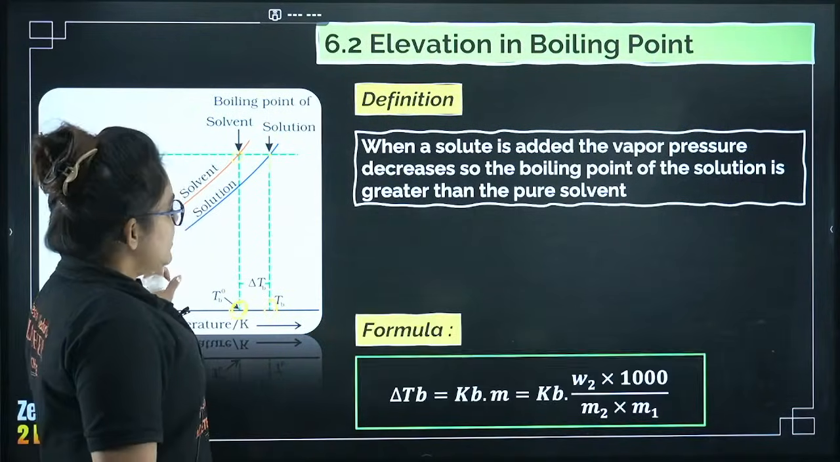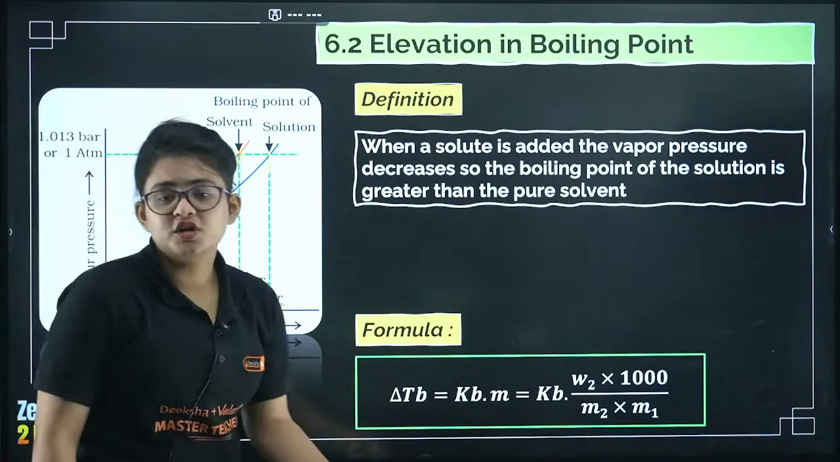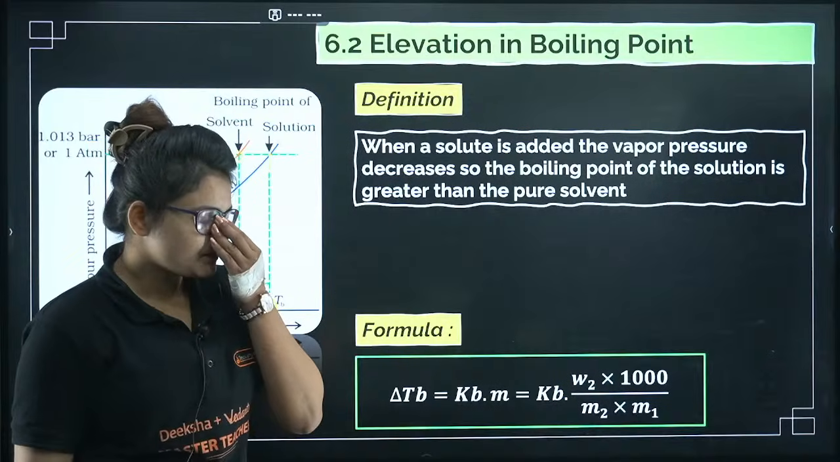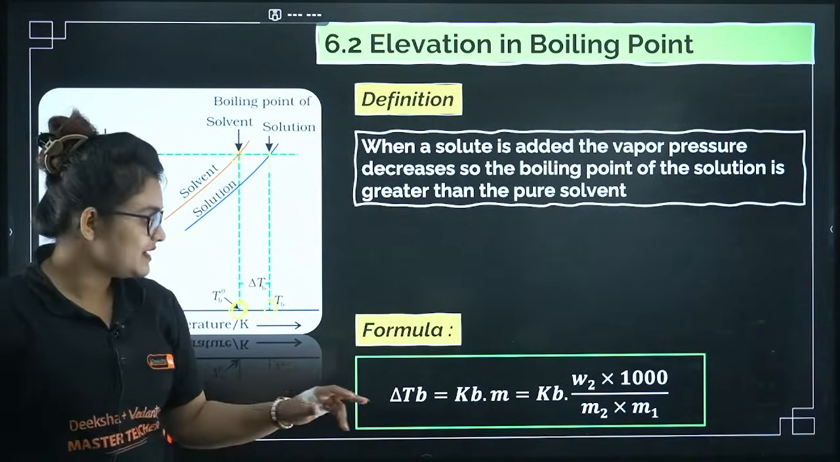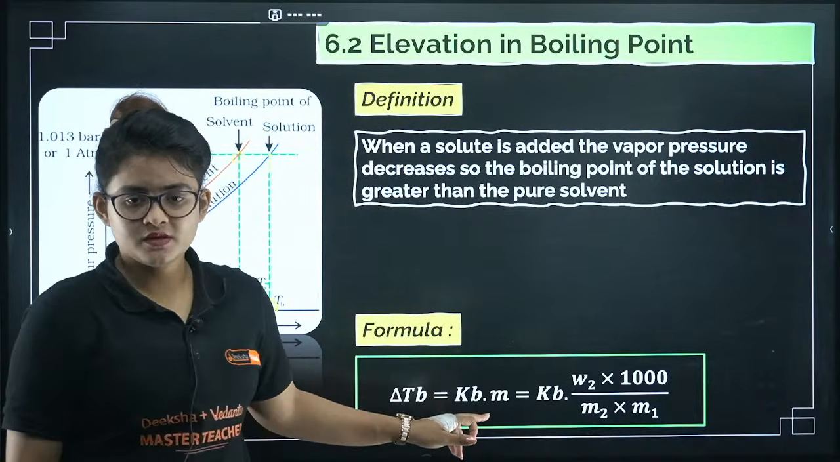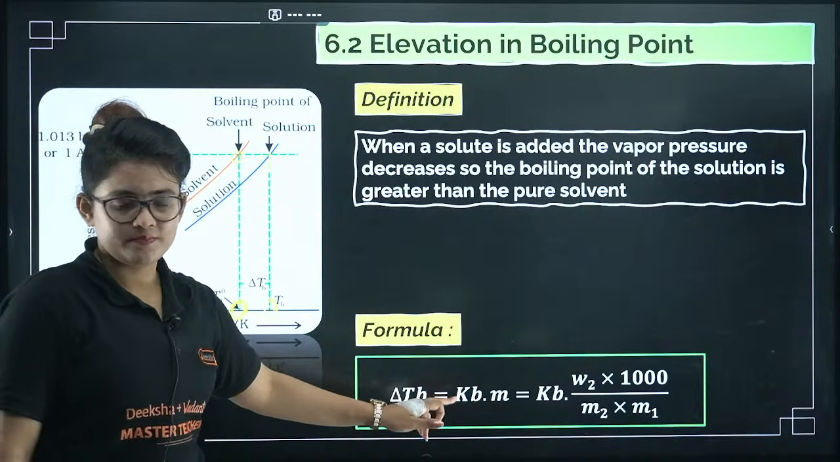Okay, let's proceed. This is the formula. So delta TB is directly proportional to the molality, the molality of the solution. So if you remove the proportionality sign, there will come Kb, the ebullioscopic constant, Kb.